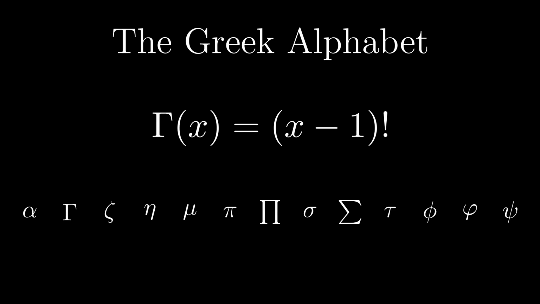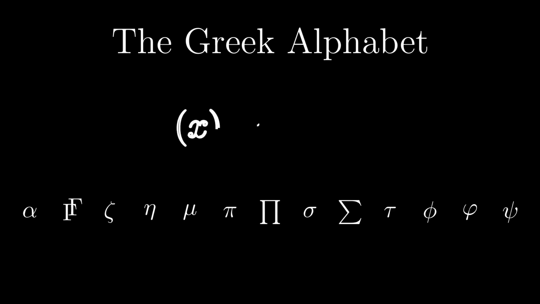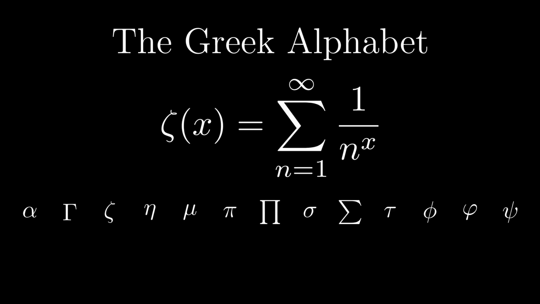The first mathematical letter is the uppercase gamma. This is the gamma function. It is an analytical continuation of the factorial of x minus 1. Up next is the lowercase zeta. This represents the Riemann zeta function, which is the infinite series of 1 over n to the power of x.